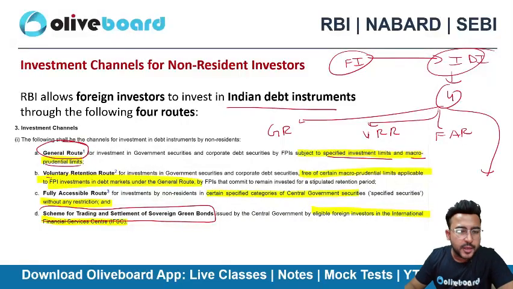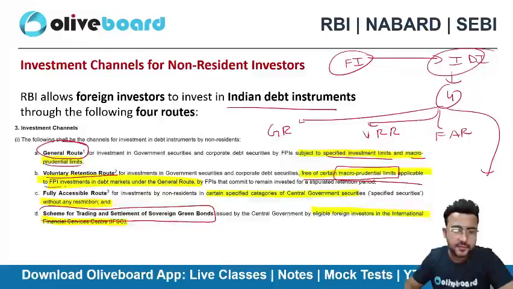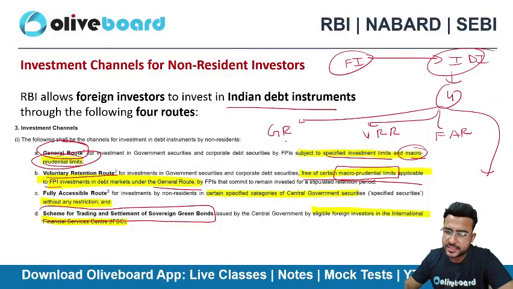If I talk about the voluntary retention route, then they are free from certain macro prudential limits applicable to the FPI under the general route. So certain macro prudential limits are not applicable in case of the voluntary retention route here.